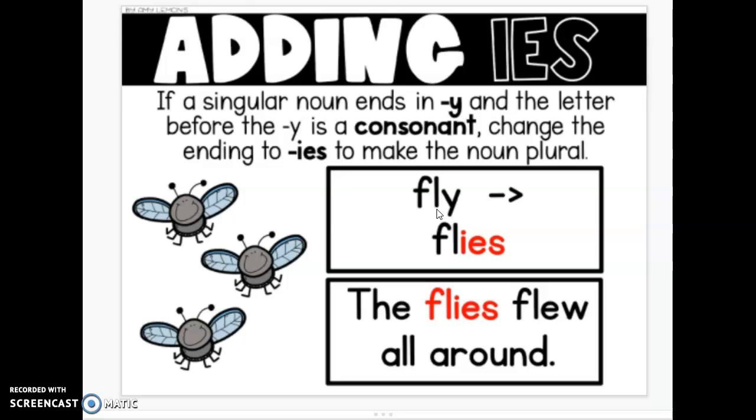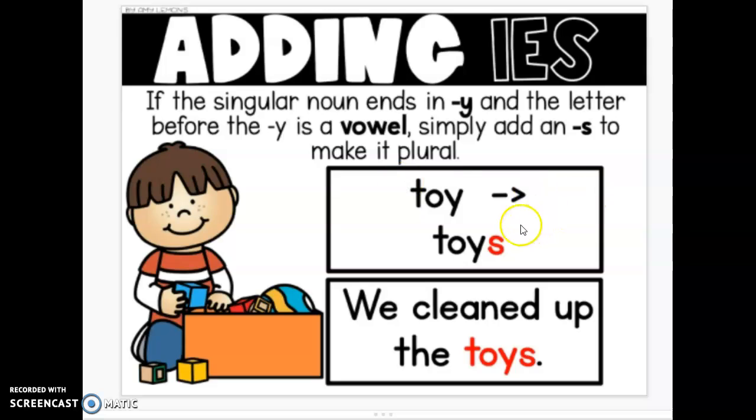If it's a consonant Y, we drop the Y, add an I-E-S, like in flies. On the other hand, if we look at the end of the word and we look at the letter before the Y and it's a vowel, we simply add an S, as in the word toys.